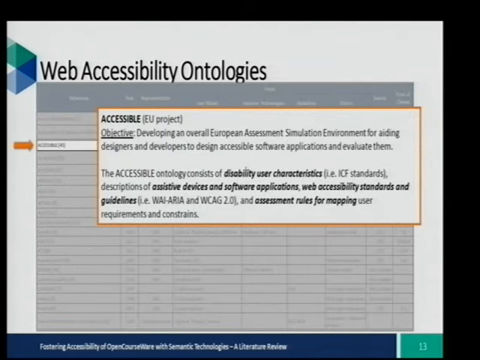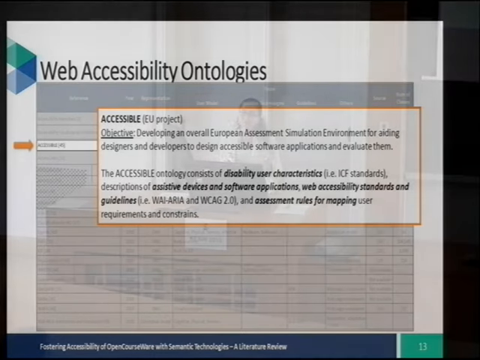Actually, what we found is that most of the ontologies are targeting a special type of impairment, mostly the visual impairment, because this is the most commonly addressed, and we have very clear requirements and very clear preferences now. So mostly the ontologies are related to the visual impairment, and there are some others targeting other things.